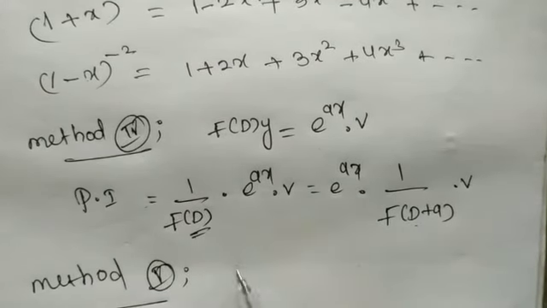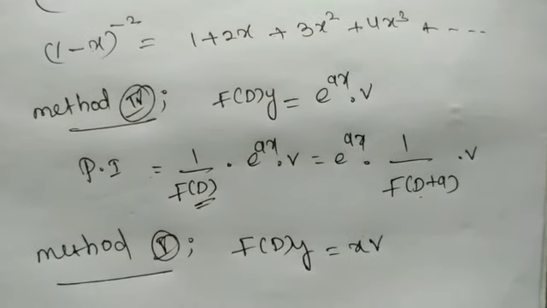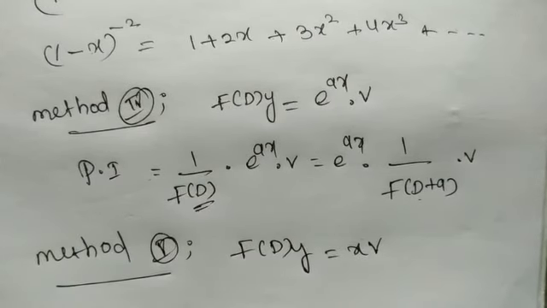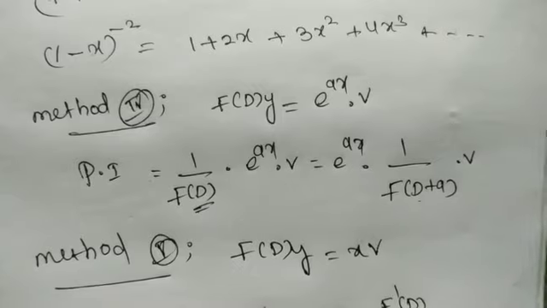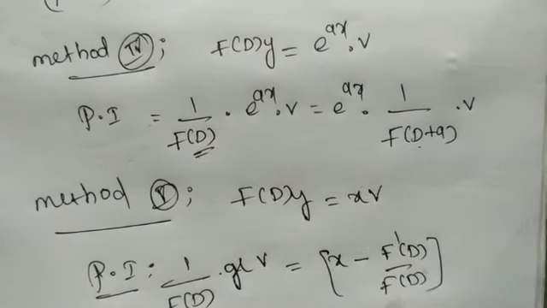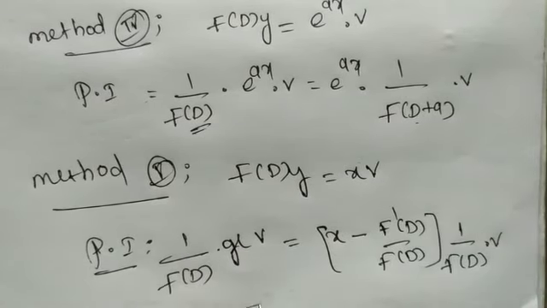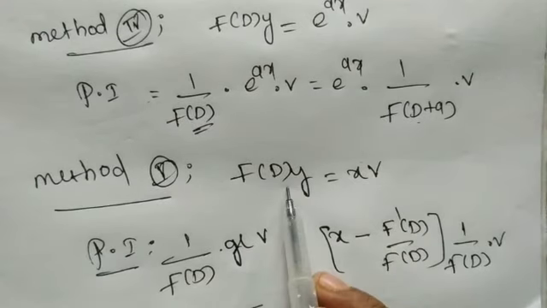Next, method 5. This is in the form f(D) y = xv. So the particular integral is 1/f(D) xv = [x - f'(D)/f(D)] 1/f(D) v. So this is the particular integral of f(D) y = xv.